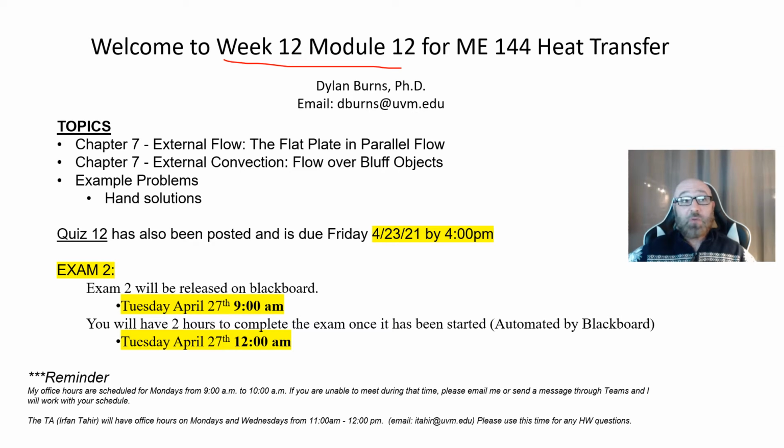Within this module, we're going to be taking a look at chapter 7 in our textbook. We're going to break this down into two different sections. The first section, we're going to take a look at external flow, the flat plate and parallel flow. Then in the second section, we're going to take a look at the external convection flow over bluff objects. We're also going to get into looking at some example problems and go through some of my hand solutions, and I'll post up some videos stepping through these hand solutions and relating it back to some of the topics and governing equations that we see in chapter 7 of our textbook.